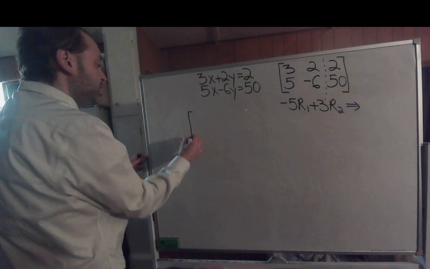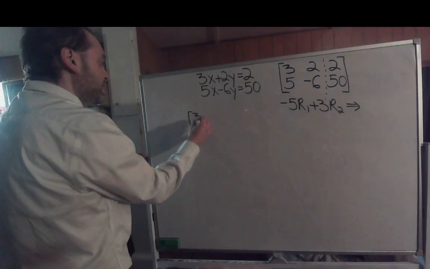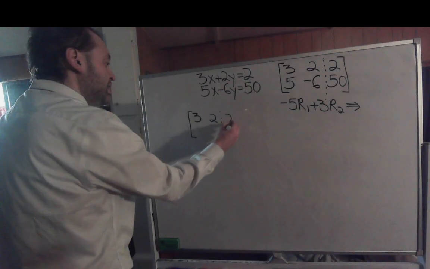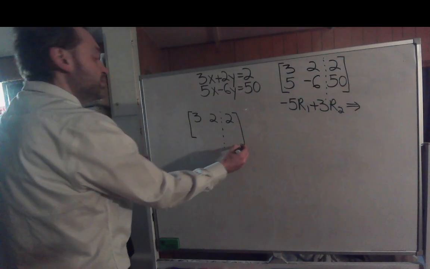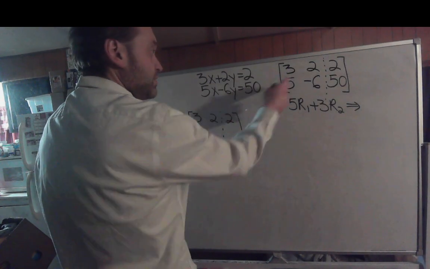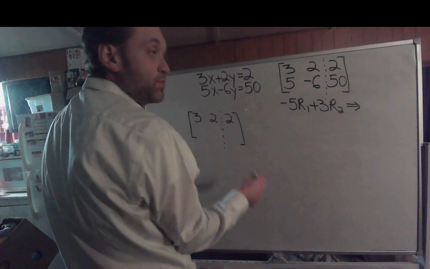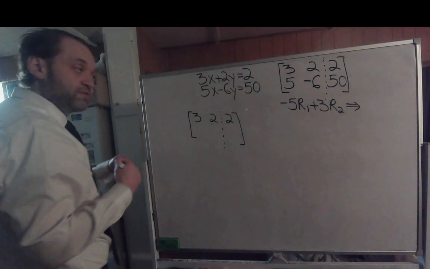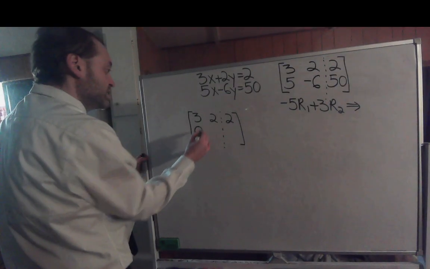So for now, keep your first row the same. We haven't touched it yet. Now, for purposes of adding here, if I take -5 times row 1 for the first digit, so -5 times 3 is what? -15 plus 3 times 5 would be +15. That turns my first digit into a 0.